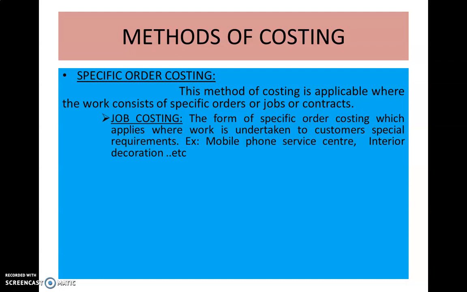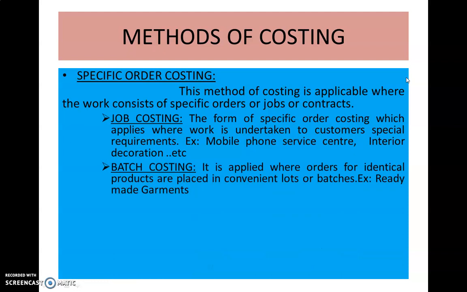Say for example, when you give your mobile phone to a service center for servicing, automatically they will mark a job number and put a job card while receiving your mobile for service, because every service for every customer is different. Their operations are different, so the cost is also different. The same way with interior decoration also. Every individual customer's requirements and design specifications are different, so the cost for different jobs is definitely different.